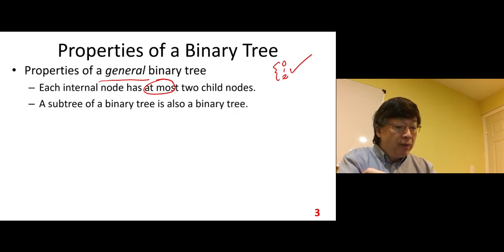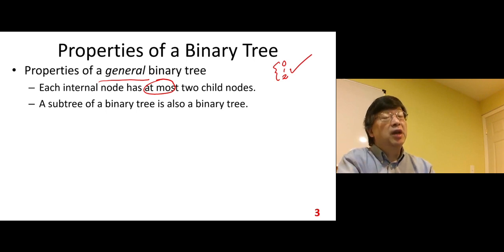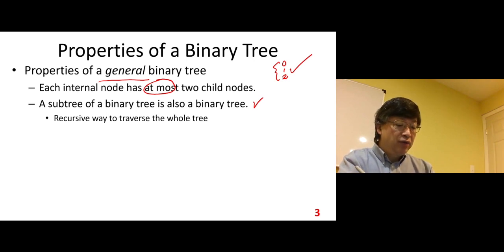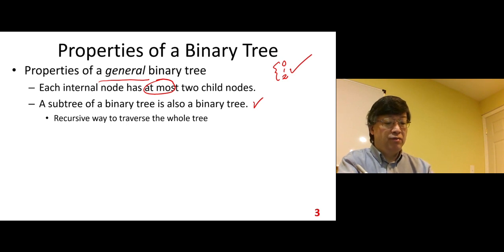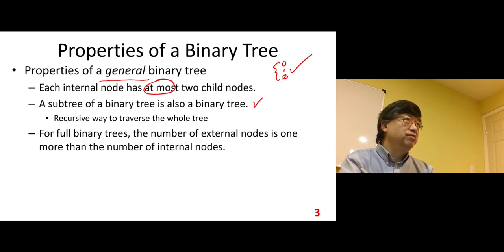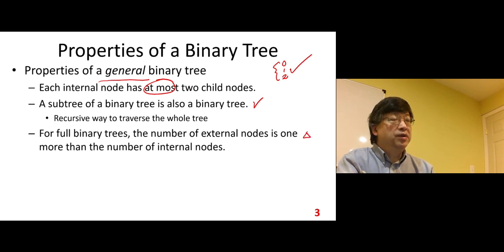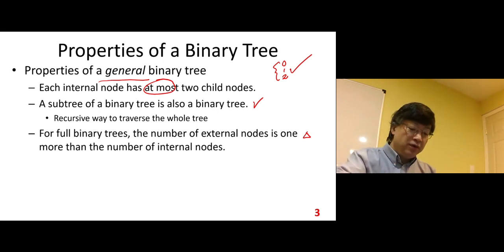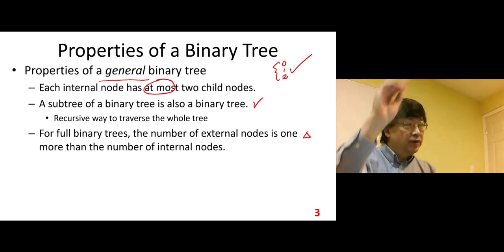A subtree of a binary tree is also a binary tree, because we want to do recursion. So we use this basic fact recursively to traverse the whole tree. For full binary trees, the number of external nodes is 1 more than the number of internal nodes. For full binary trees, this property is very important. So the basic, very important.